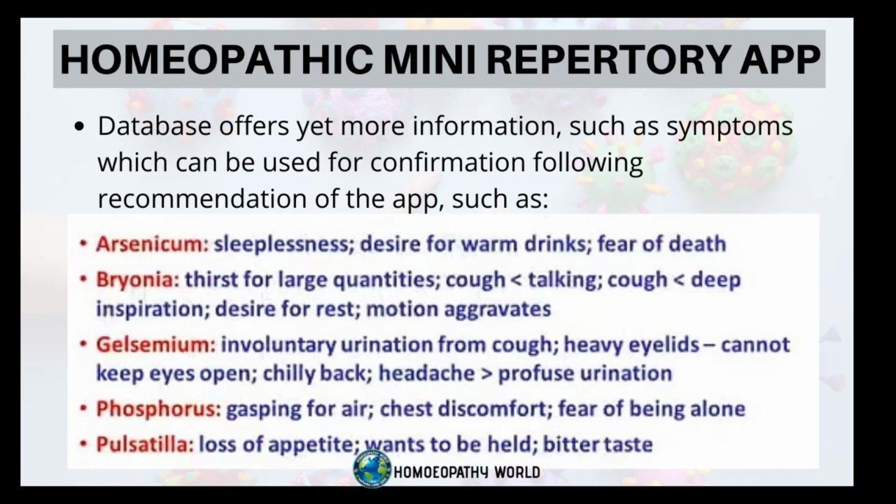The database offers yet more information, such as symptoms which can be used for confirmation following the recommendation of the app. Arsenicum for sleeplessness, desire for warm drinks and fear of death. Bryonia for thirst in large quantities, cough aggravated while talking, cough aggravated by deep inspirations, desire for rest and motion aggravation. Gelsemium for involuntary urination from cough, heavy eyelids, cannot keep eyes open, chilly back, and headache ameliorated by profuse urination. Phosphorus for gasping for air, chest discomfort, and fear of being alone. And Pulsatilla for loss of appetite, wants to be held, and bitter taste in mouth.